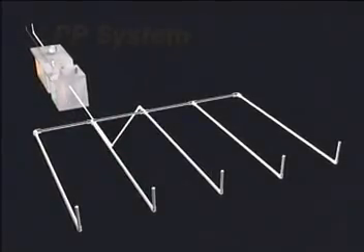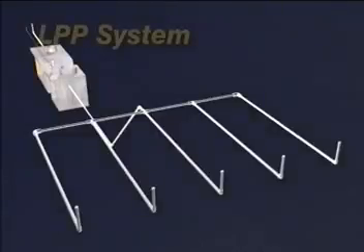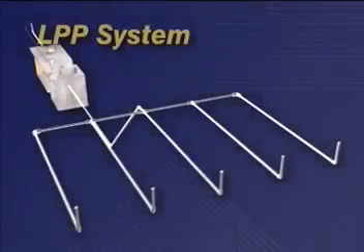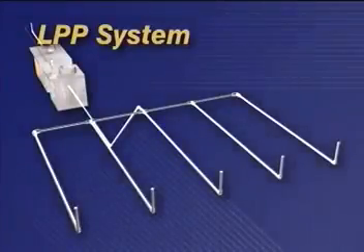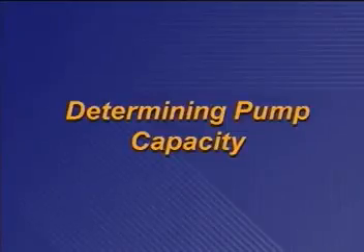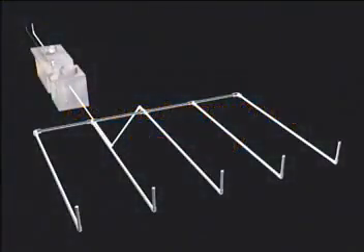Although we will be discussing pump selection for LPP systems, the same principles also apply to sand filters, peat systems, and mound systems. The first step is determining pump capacity, the rate of flow expressed in gallons per minute, required to make the system function properly. We do this by examining the proposed distribution network, including length and diameter of pipe, number and type of fittings, hole sizes, number of holes, and operating head.